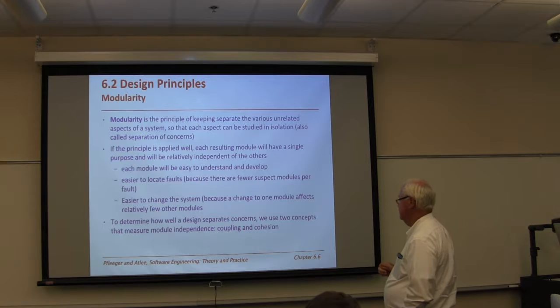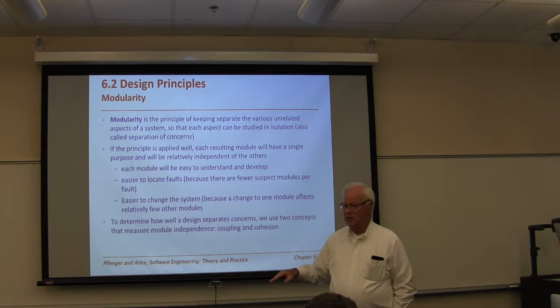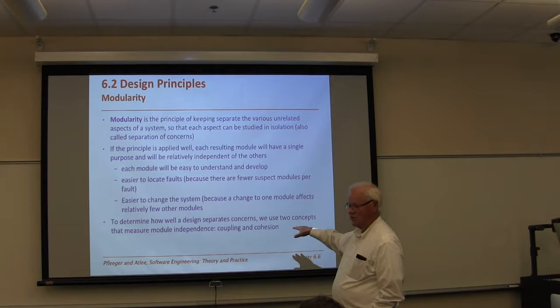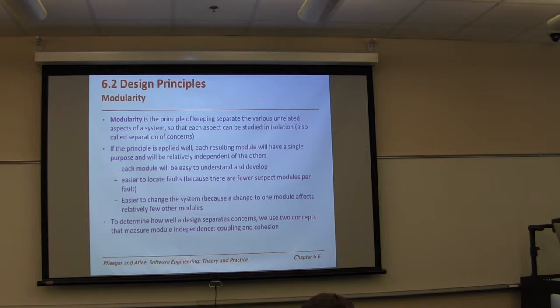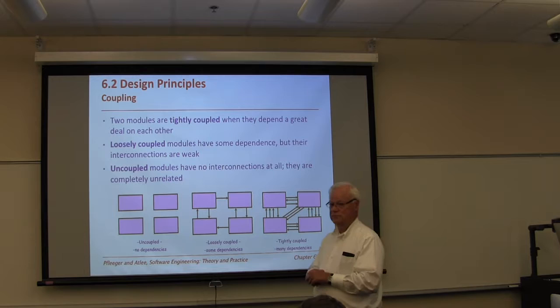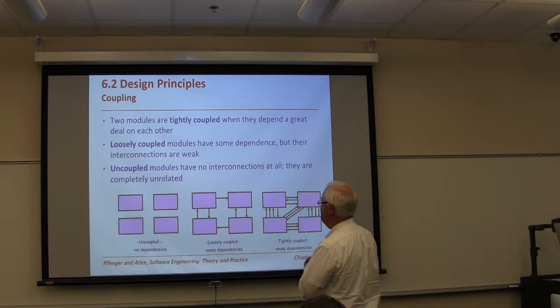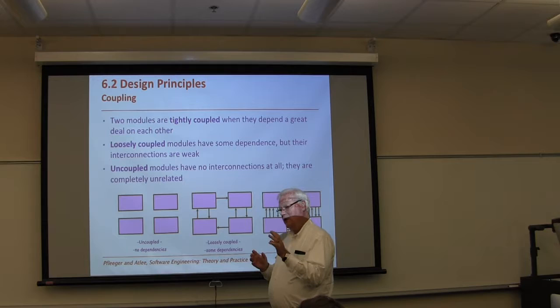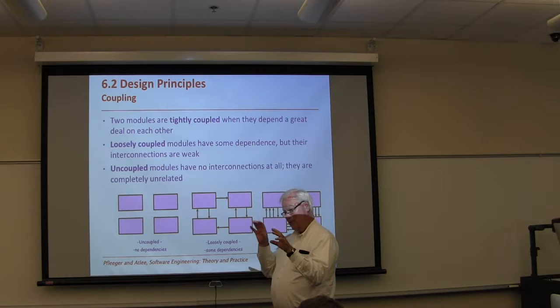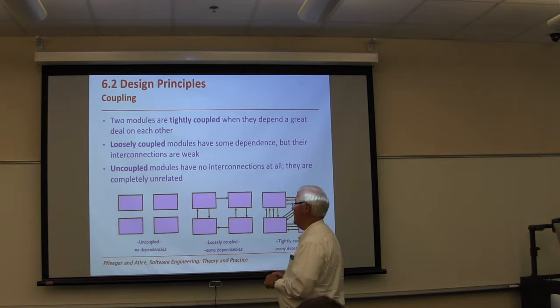So we have some terms called coupling and cohesion, and they measure the independence of modules. Coupling has to do with two or more modules. Cohesion has to do with inside one module. So let's talk about that. We say two modules are tightly coupled when they depend a great deal on each other. If one module can't do anything without the other, they're tightly coupled. They're loosely coupled when they have some dependence, but their interconnections are weak. You could have a module that depends on the date function, so it's tightly coupled with the date function. But the date function might be loosely coupled to the database search module.